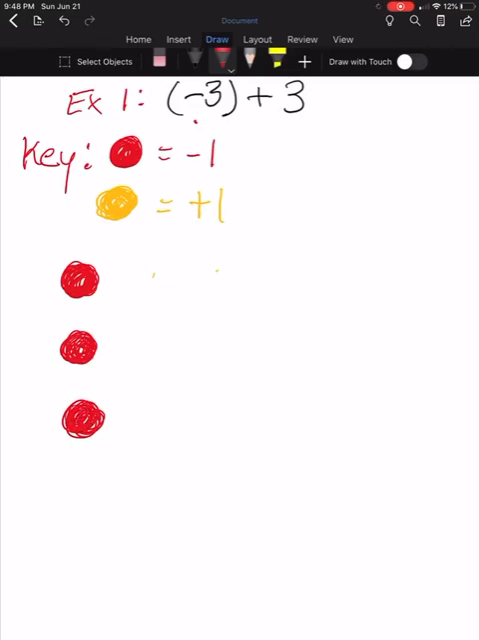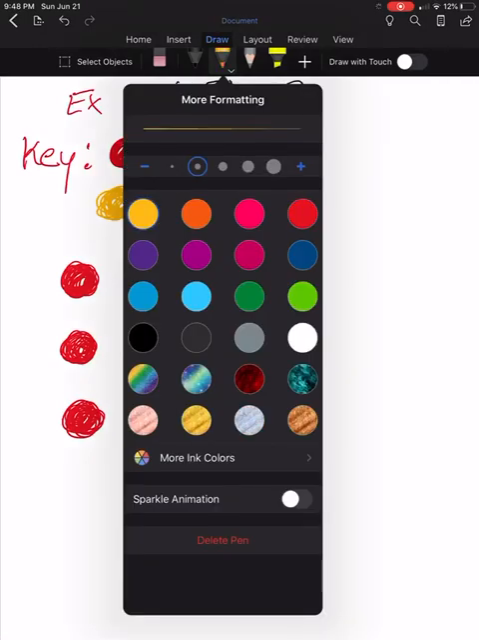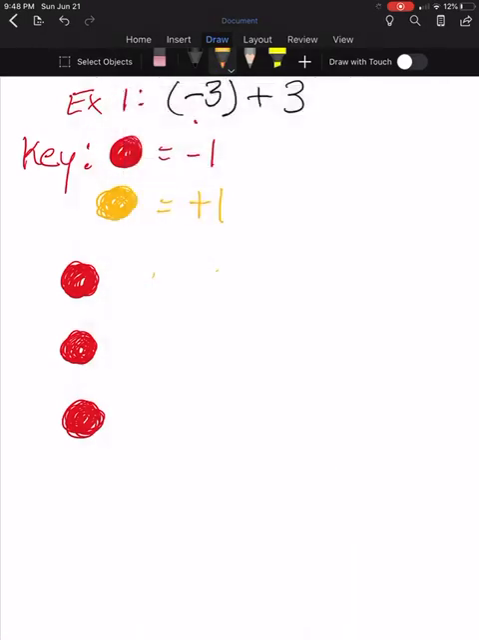All right. And I got what? 3 positives. So we know that's yellow. Change my color. Draw that right there. That's positive. Here go another one. Here go another one.